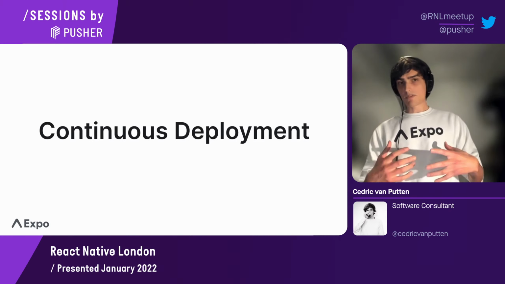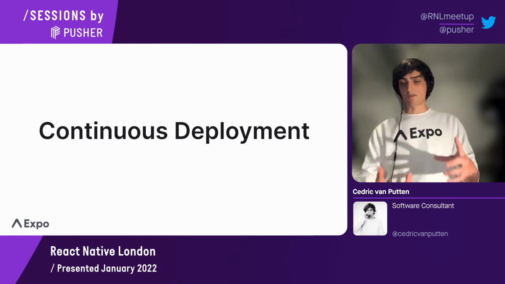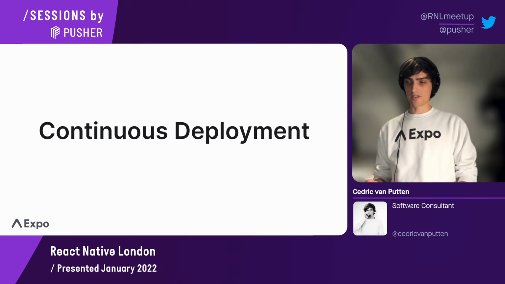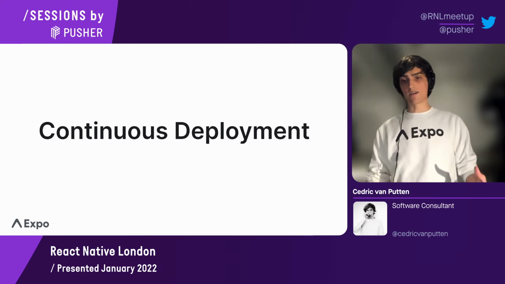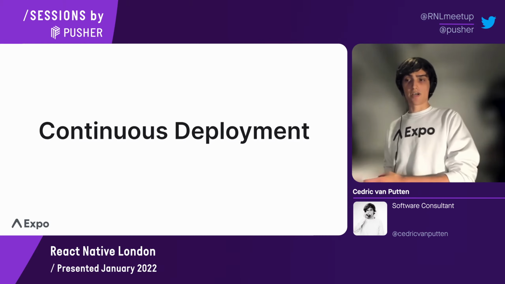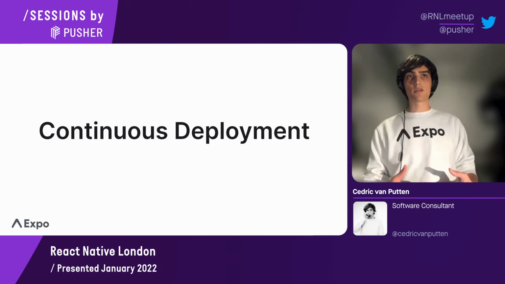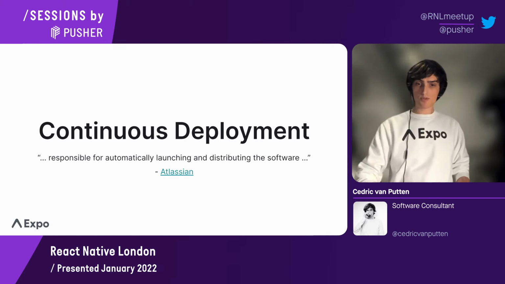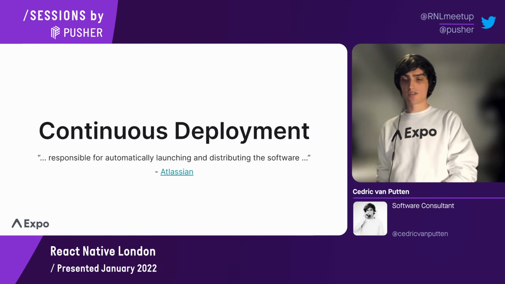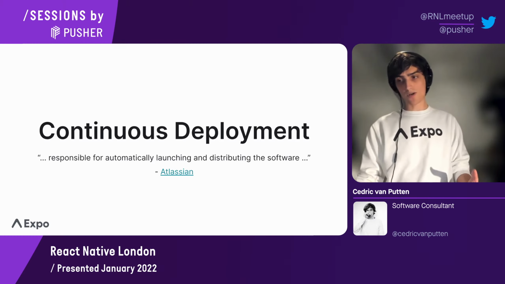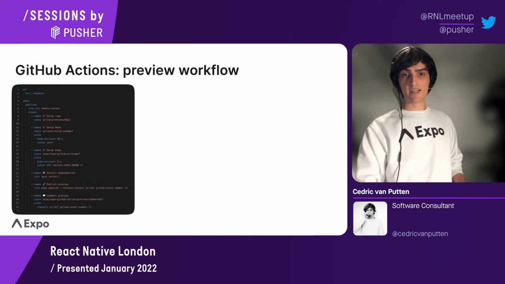Now, there is something kind of annoying about that, because those are a lot of steps and you have more work that you want to do on projects or anything else. So there is the other side of CI, which is CD, and that's where we deploy something somewhere. As Atlassian says, it's responsible for automatically launching and distributing the software. It's a short quote from a long text, but I really like it.